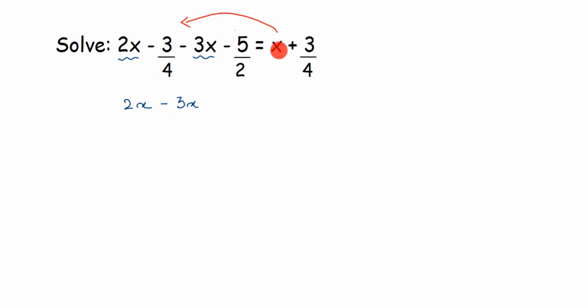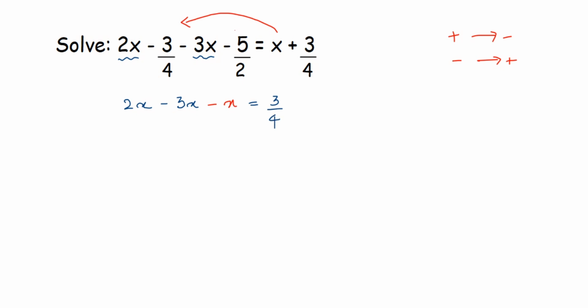And here I am using transpose method, therefore I'll transfer x to the left side of the equation. When you use a transpose method, the signs will change. The plus will change to minus and vice versa. If it is negative, it will change to positive. Here x is positive. When we transfer it to the other side of the equation, that is LHS, the sign will change. It will be minus x. And on the right side, I am left with 3/4.